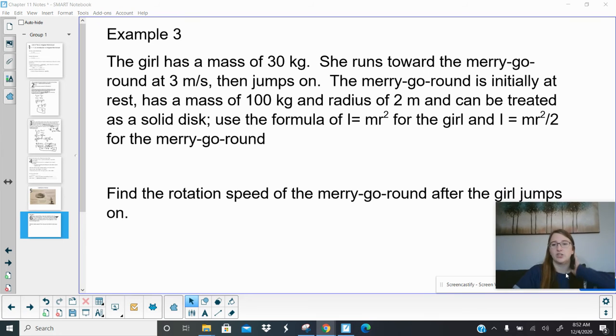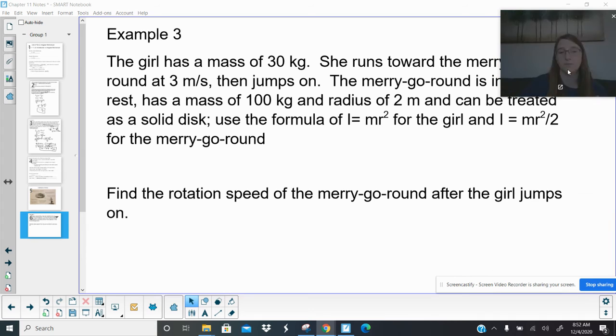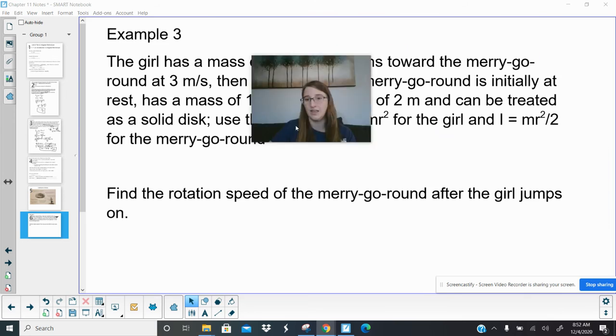So let's talk about the situation here, the merry-go-round situation. A girl has a mass of 30 kilograms. She runs towards the merry-go-round at 3 meters per second, then jumps on. So we have basically a collision, right? We've dealt with these before. The merry-go-round is initially at rest, has a mass of 100 kilograms and a radius of 2 meters, and can be treated as a solid disc. They are telling us what formulas to use for the rotational inertia for the girl and for the merry-go-round. So we want to find the speed of the merry-go-round after the girl jumps on.